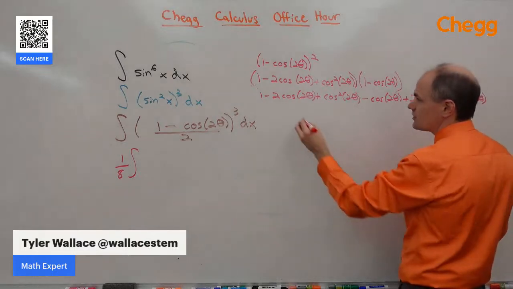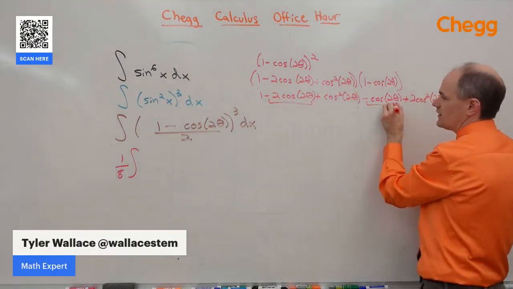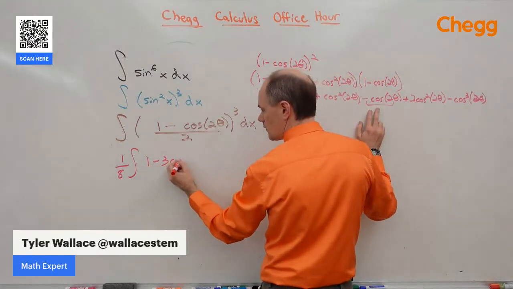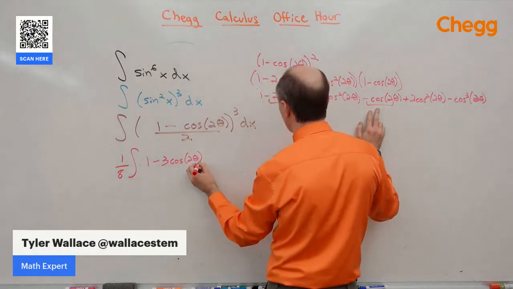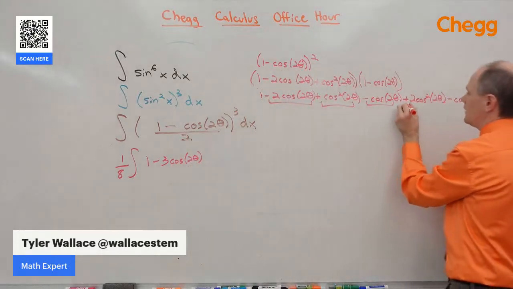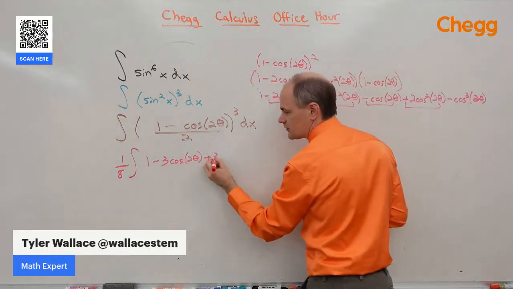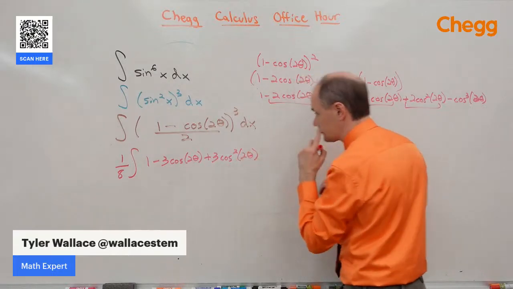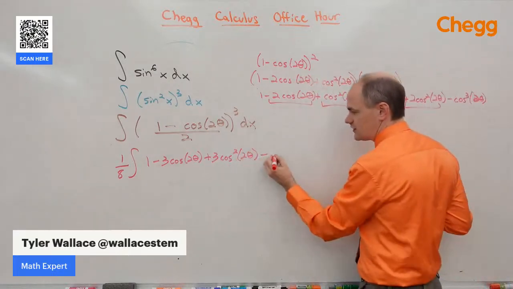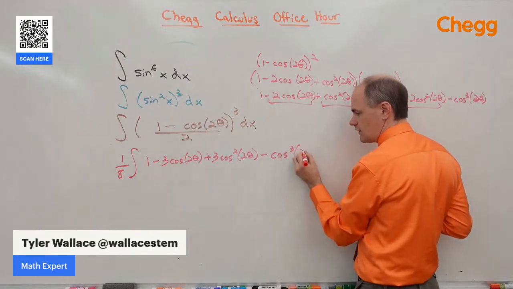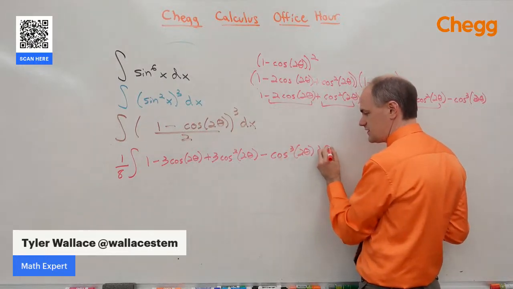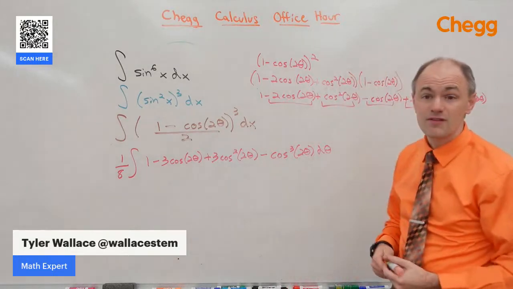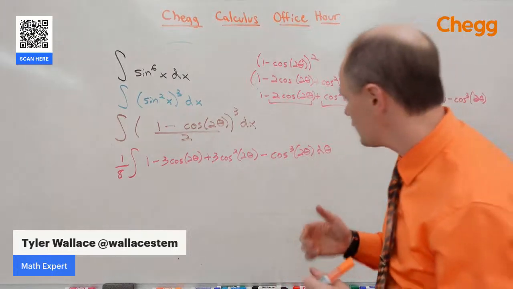So if we combine like terms, we've got negative 2 and negative 1, so we've got 1 minus 3 cosines of 2 theta. Then I've got cosine squared and 2 cosine squared, which is plus 3 cosine squared of 2 theta. And then I've got a negative cosine cubed of 2 theta, d theta. Again, I'm not going to have time to finish this integral, but I'm just setting up, showing how the algebra is going to work.